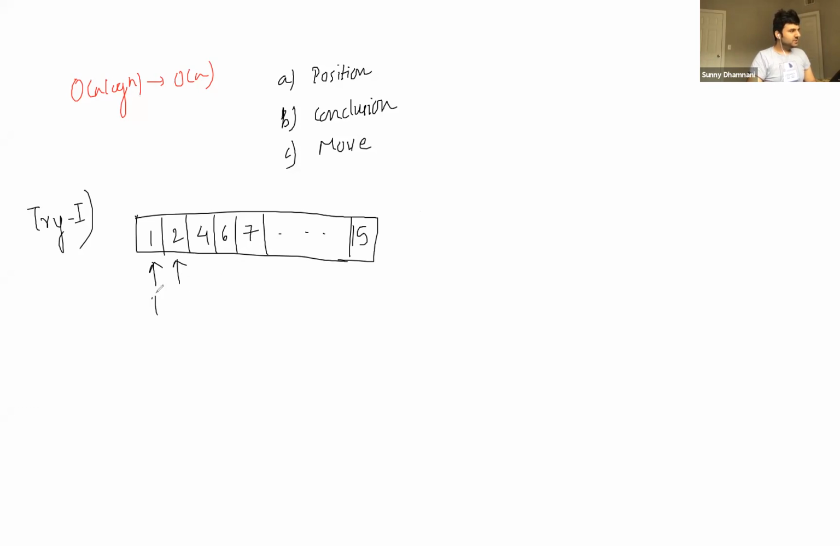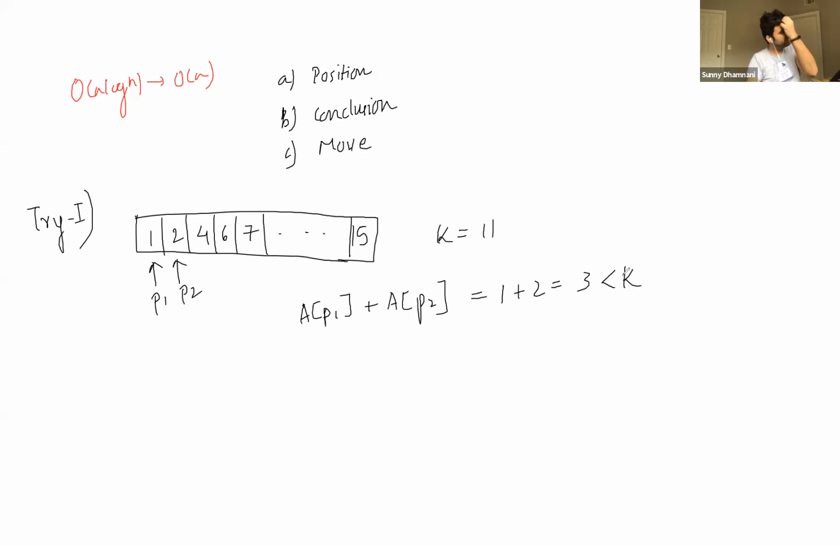And I've positioned the 2 pointers next to each other in the beginning, at the start of the array. The target key was 11. Now, A of P1 plus A of P2 is 1 plus 2, which is 3, right? Now 3 is less than the key, 11.